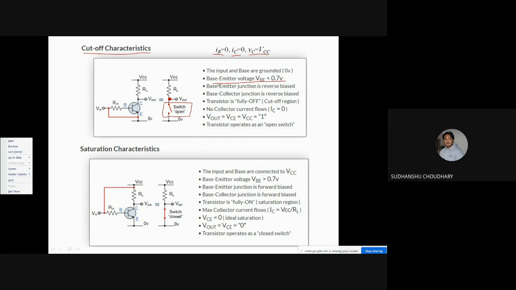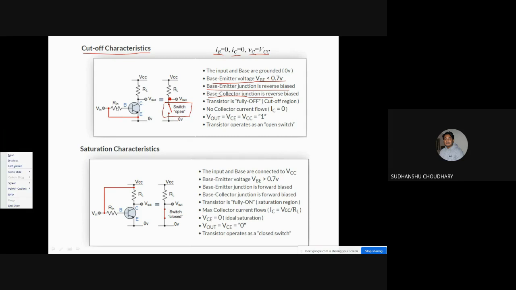Or one can say that the input or the base terminal is shorted to the emitter, which is already connected to ground. So this is the common emitter configuration. The emitter is grounded, so the base terminal or input is connected to ground, the base emitter voltage is less than 0.7 volt, and the transistor is cut off. That also means the base emitter junction is reverse biased, and the collector base junction is also reverse biased.